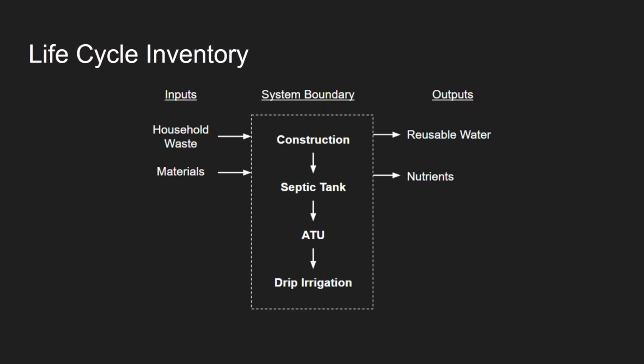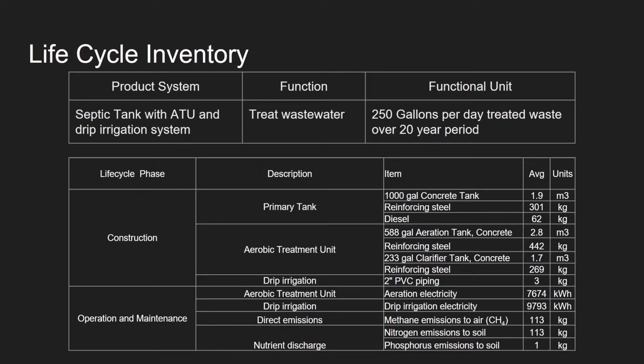We began our analysis by assembling an inventory of system inputs and outputs relative to our system boundary. We defined our functional unit as 250 gallons of wastewater treated per day over a 20-year period. As you can see, we have included the inventory for the aerobic treatment unit as an example. Both systems are similar in their construction inputs.